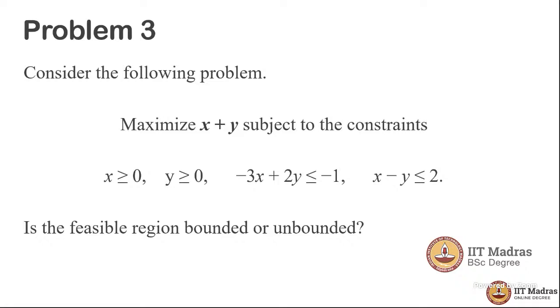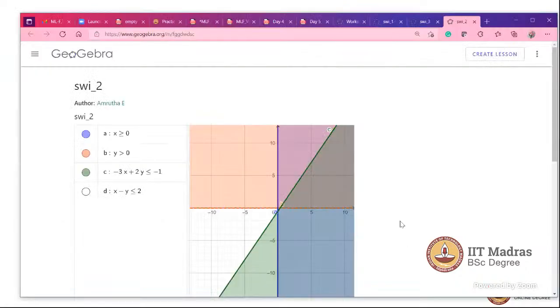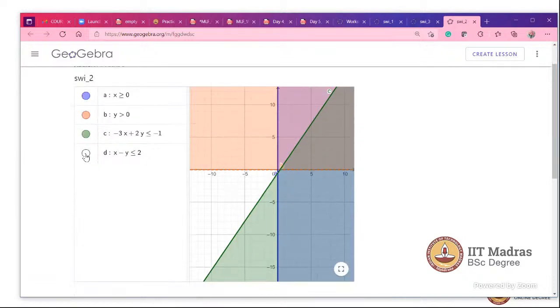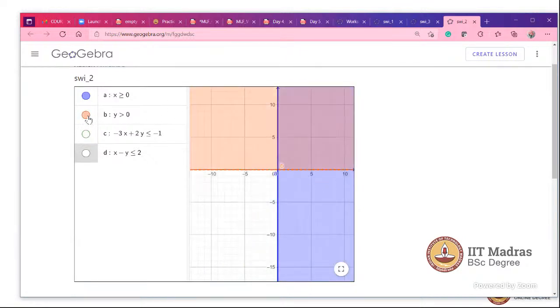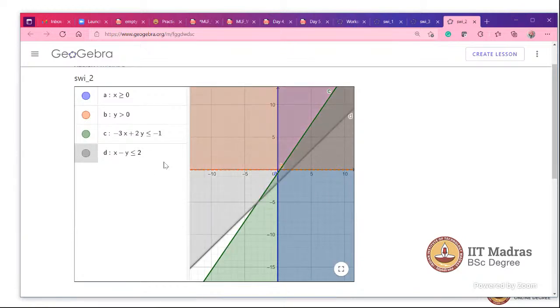This is just to give us an idea of how this feasible region will be. If you see here, these are the two constraints: x greater than 0, and y greater than 0, which is the upper quadrant. And this is one constraint: minus 3x plus 2y less than or equal to minus 1, in green color. And the fourth constraint is x minus y less than or equal to 2. So this shaded region here is actually not bounded, it is unbounded.